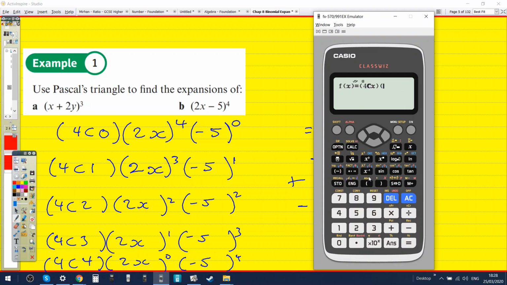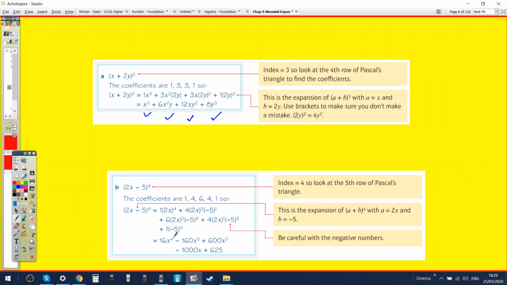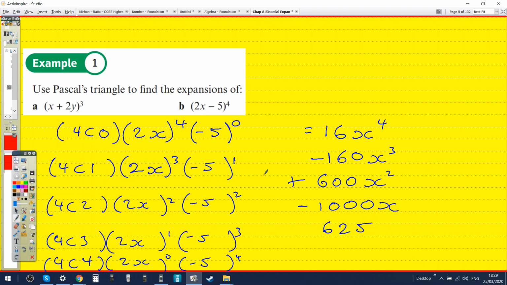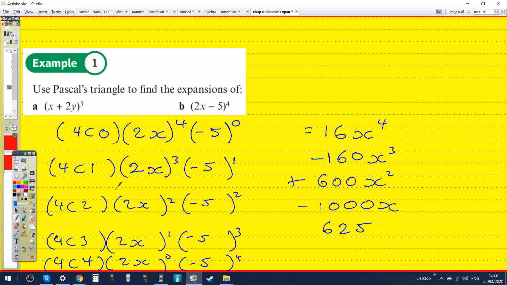And the last one I got 625. Yeah. 625. Okay. 16x to the 4 minus 160x to the 3, 600x squared minus 1000x plus 625. Any questions there? No. Okay.